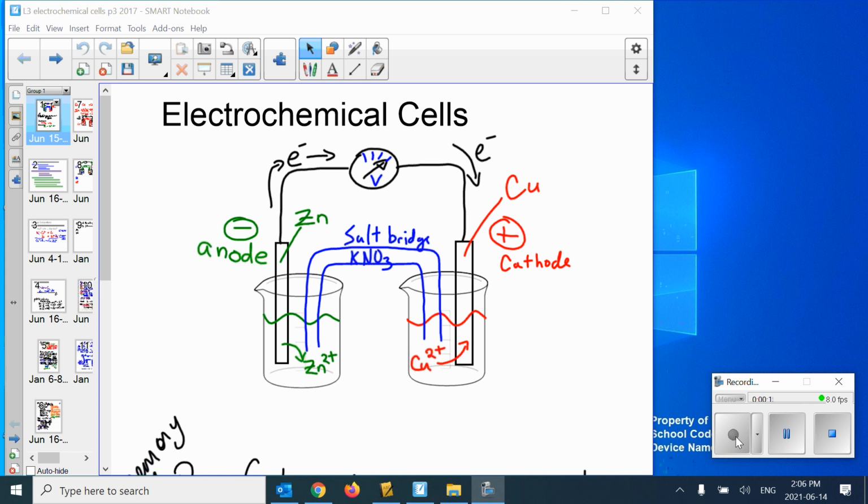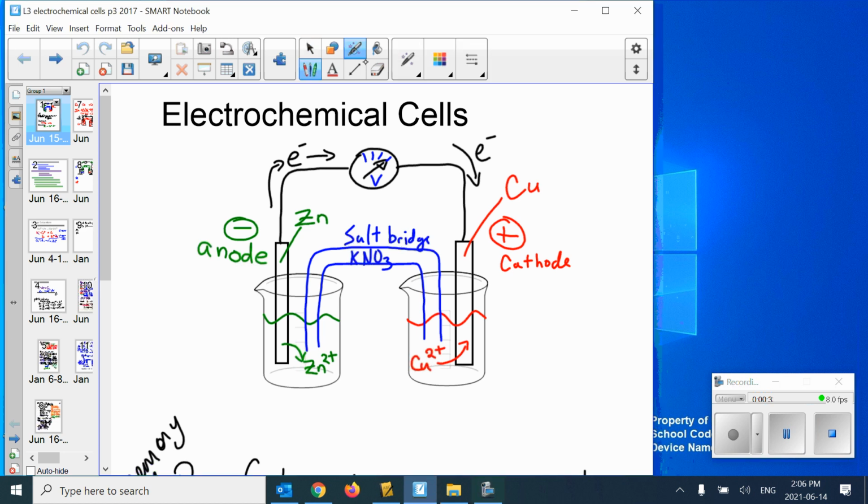Let's return. Okay, electrochemical cells. If you're watching this on video, please pause the video and jot this down. I will talk about it in a second. Okay, I'm assuming you've paused and you've copied this out. Let's go through this diagram and we'll talk about it.